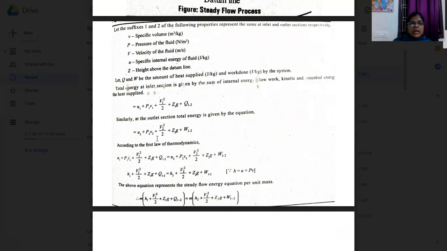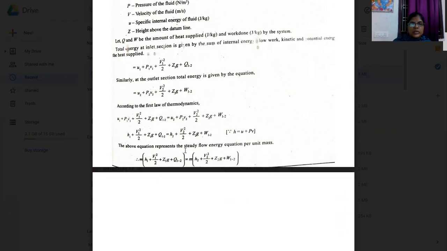And next, similarly at the outlet section, total energy is given by the equation u2 plus p2v2 plus v2 square by 2 plus z2g plus w12. So w12 is the work done by the system, q12 is the heat supplied to the system. So this is the total energy equation at the inlet section and the outlet section.